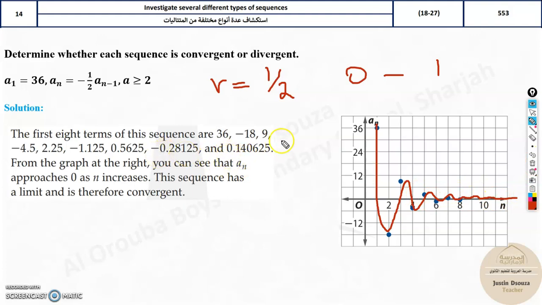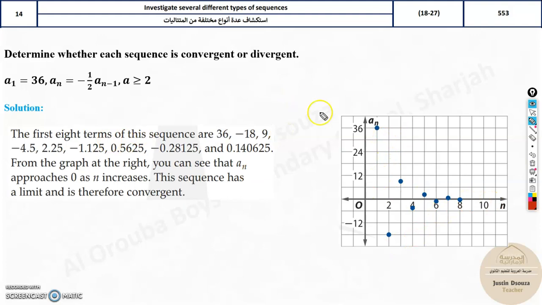See over here, if you keep on finding the values, it will be 0.000 some values. So it is almost corresponding to 0. It's coming to a single value basically, and we can tell it's closing on to 0. So that's why it is a convergent series over here.